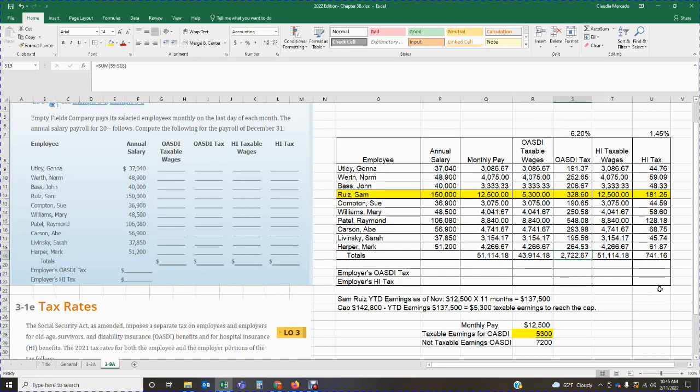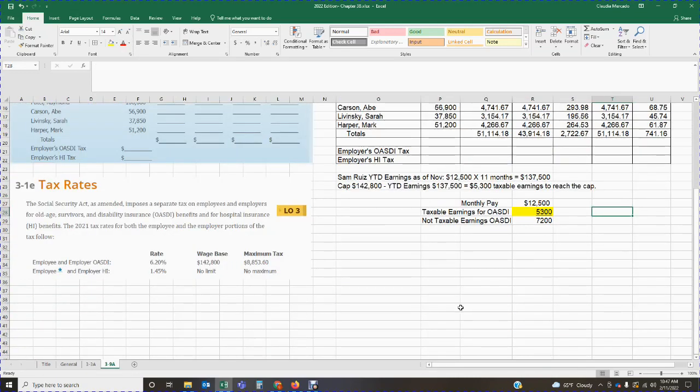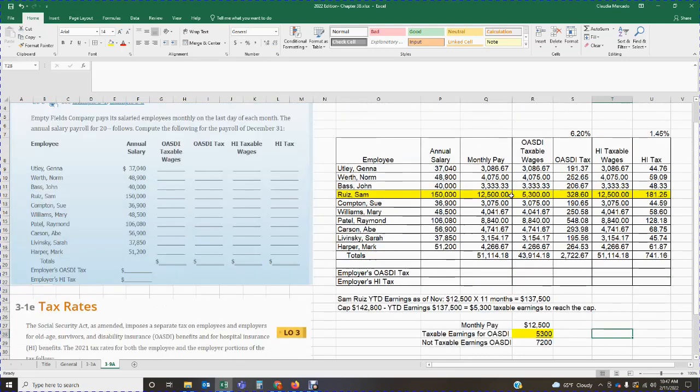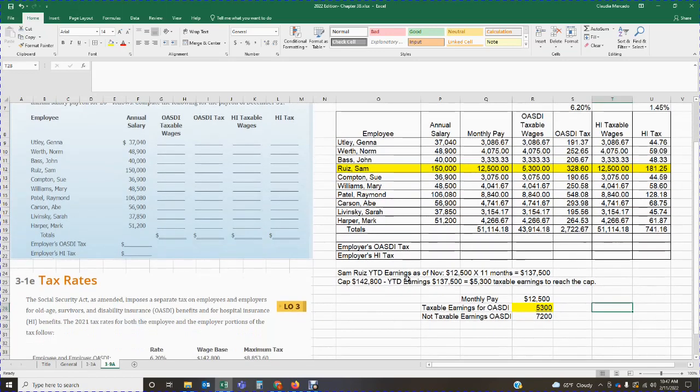The problem is asking you to also calculate the employer's OASDI tax and the employer's HI. Okay. Now, remember, the reason I have this one highlighted is because that is the only employee that went over the cap. They made 150. The cap is 142,800. So, even though the employee made 12,500, for purposes of the OASDI tax, they're only going to pay taxes on $5,300, and this is how we made that calculation.